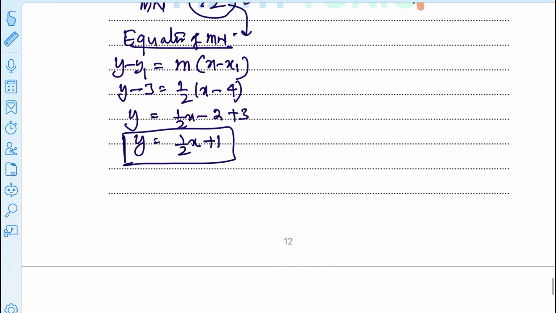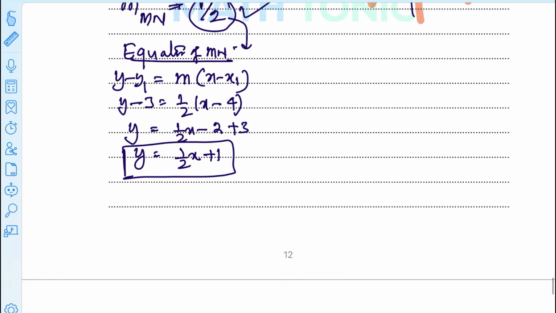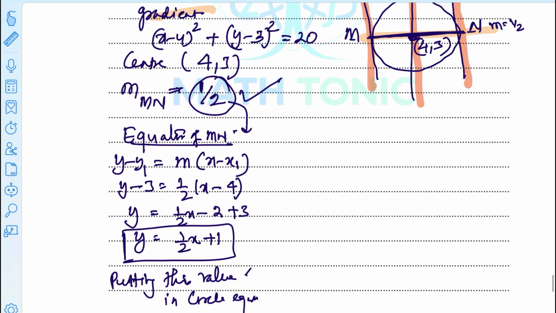Right? So we got this y, so you can substitute the value here. How to do this? We can say, putting this value in the circle equation. How can we do this? I'm trying to tell you here.